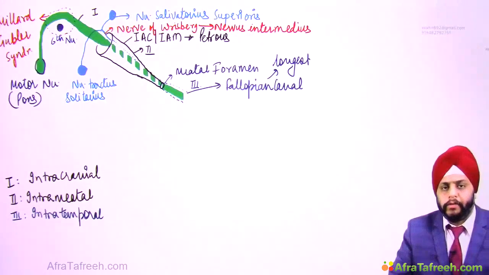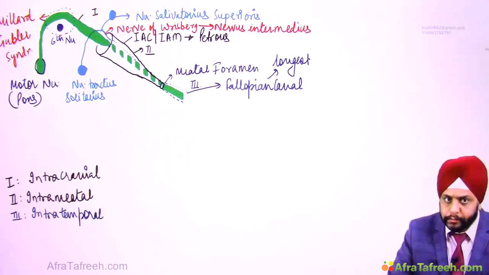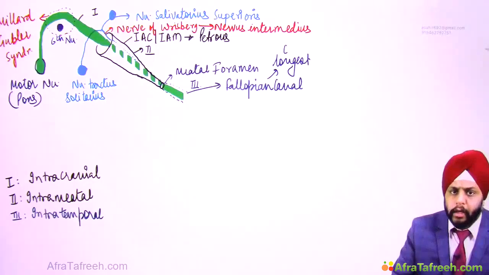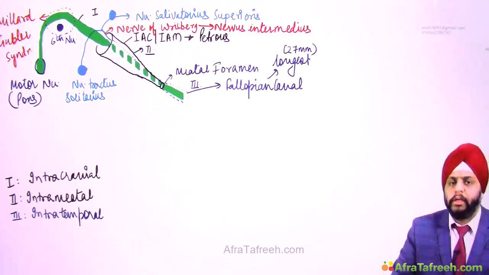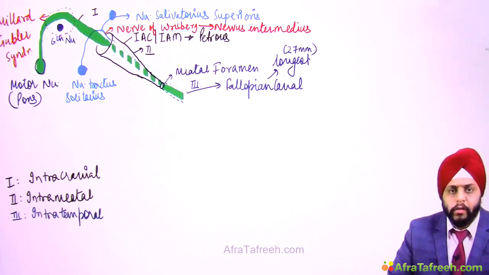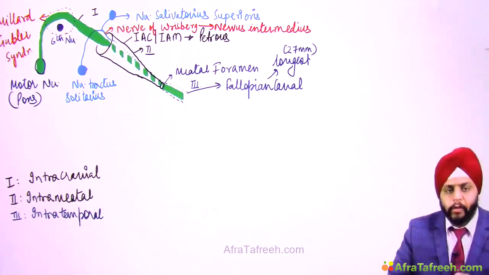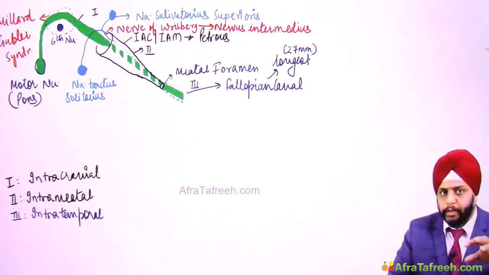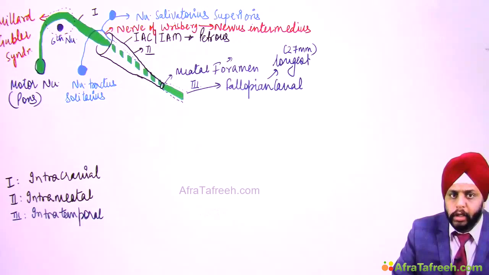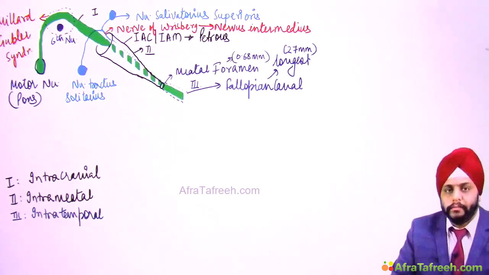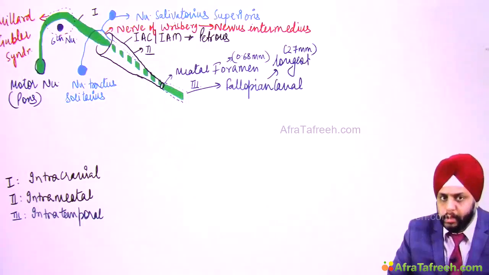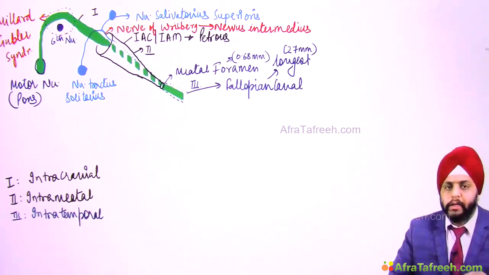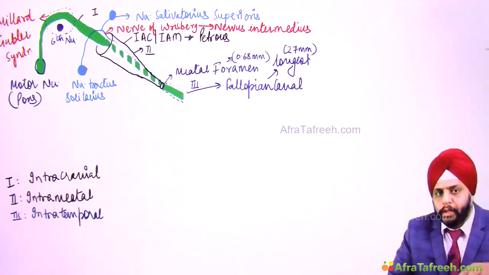So the 7th nerve, the facial nerve, has the longest bony canal, and the length of this canal is 27 millimeters. Longest bony canal for any cranial nerve. So the facial nerve inside the temporal bone is in this fallopian canal, and the narrowest part of this fallopian canal is the meatal foramen. This meatal foramen is only 0.68 millimeter in diameter. So that is the narrowest part of the fallopian canal.